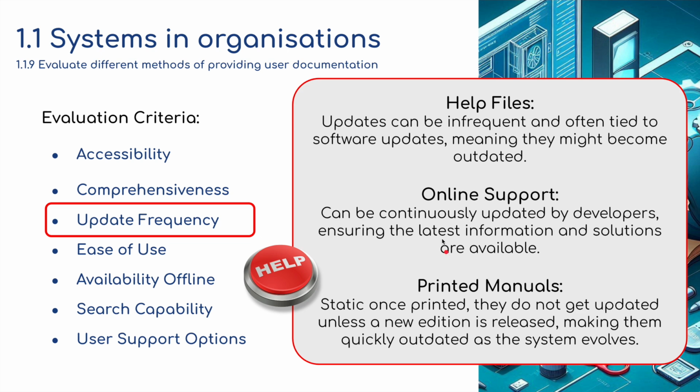The update frequency. Updates can be infrequent in terms of help files because these are attached to the software and often tied in, as I've just said there, with software updates, meaning they might become outdated in terms of what you want to do. Online support can be continuously updated by the developer, ensuring the latest information and solutions are available. Obviously, printed material is static. Once it's printed, you can't update it, you can't do anything about it. Okay, you could potentially go out and buy a new book or order a new book, but that's it. It makes them quickly outdated as the system evolves.